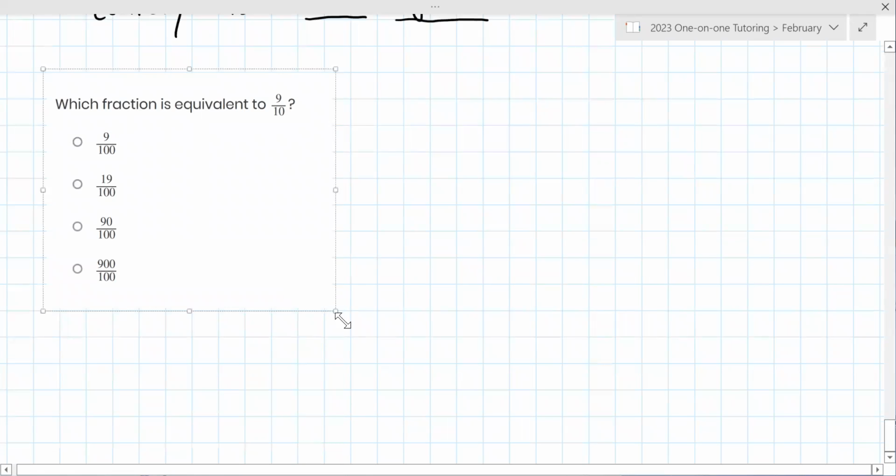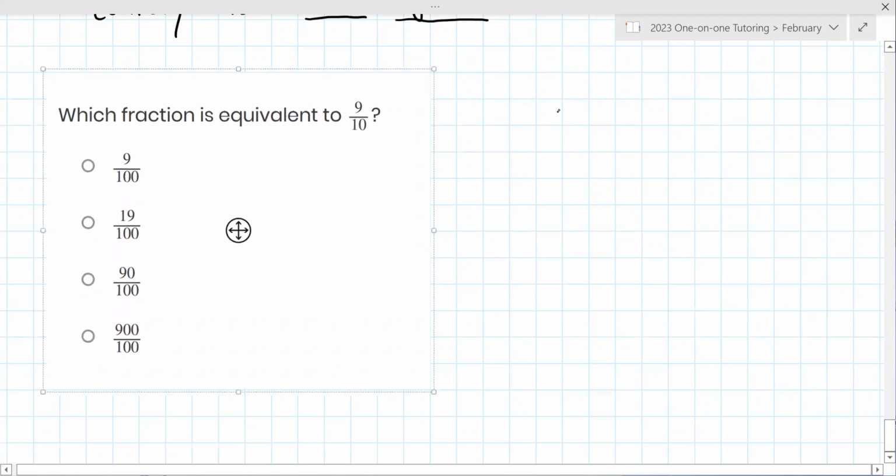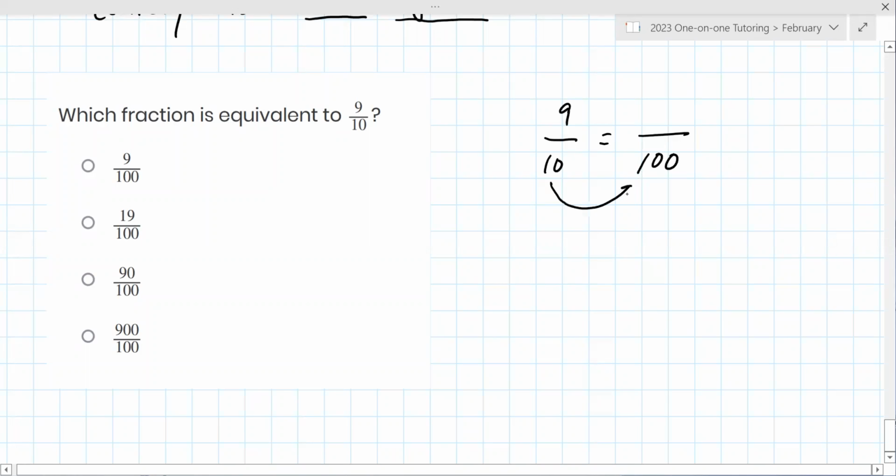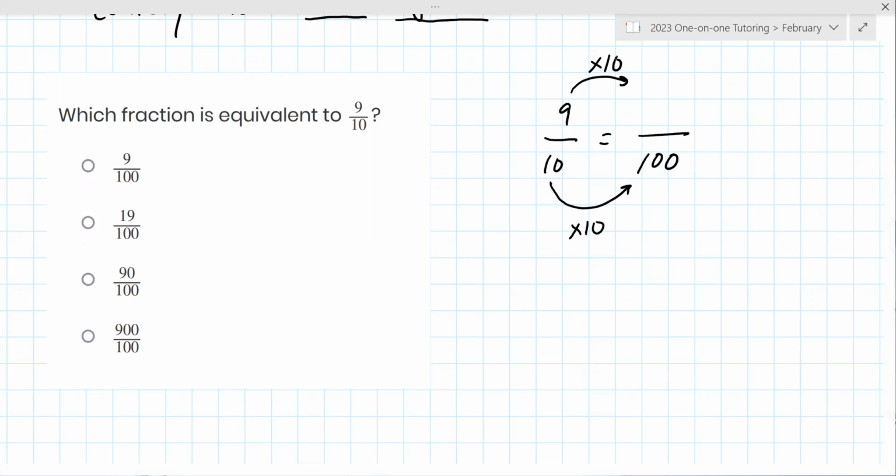So it says which fraction is equivalent to 9/10. So notice that all of them have 100 on the bottom. How do you go from 10 to 100? What do you multiply by? 10. Times 10. So what are you going to multiply the top number by? 10 also. What is 9 times 10? 90.